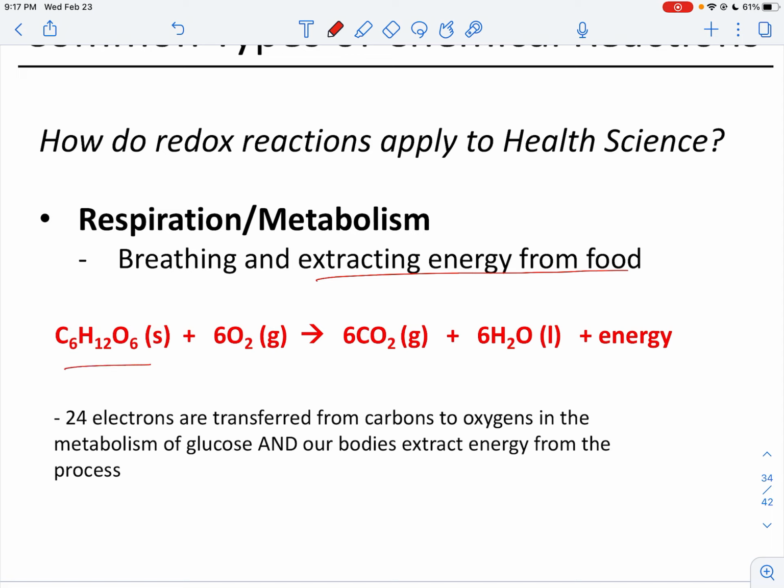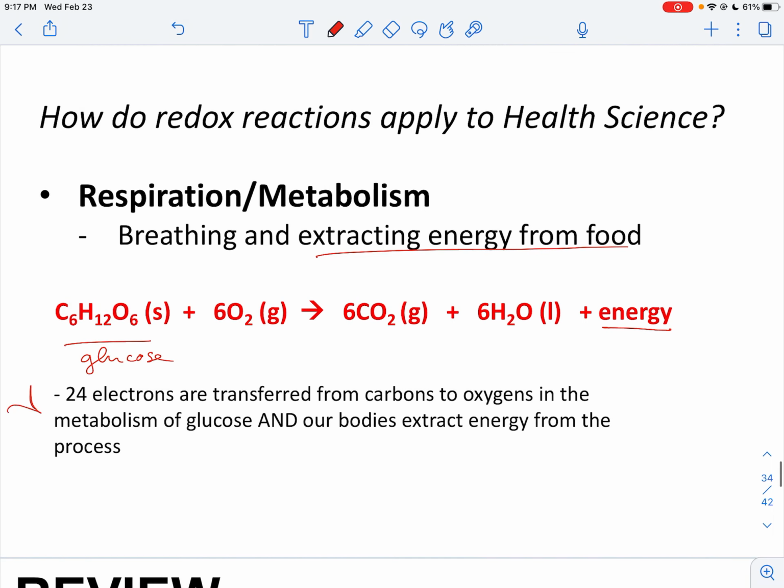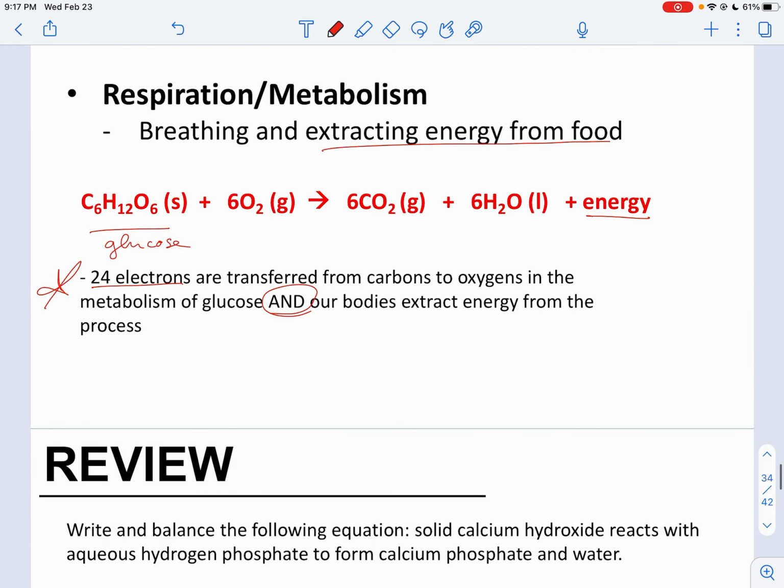It's really very amazing. And so here I have glucose reacting with oxygen, making CO2 and water, and energy. And this is amazing because in all actuality, when you look at the whole compilation of reactions that cause this overall net total exchange between glucose and oxygen, 24 electrons are transferred from carbon atoms to oxygen atoms in the metabolism of glucose. And magically, our bodies extract energy from the process to make ATP. So, all very cool stuff.